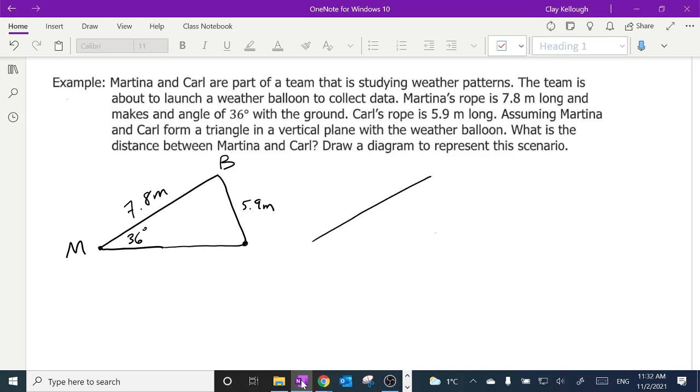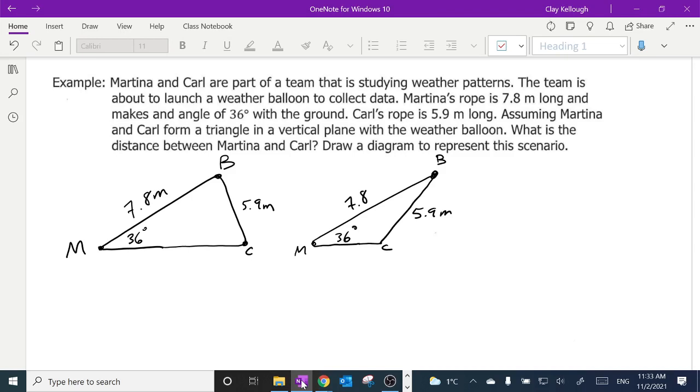So there's Martina at 36 degrees, 7.8. There's the balloon again. But this time, that 5.9 goes this way. How do you know that they're not both pulling from the same side of the balloon?